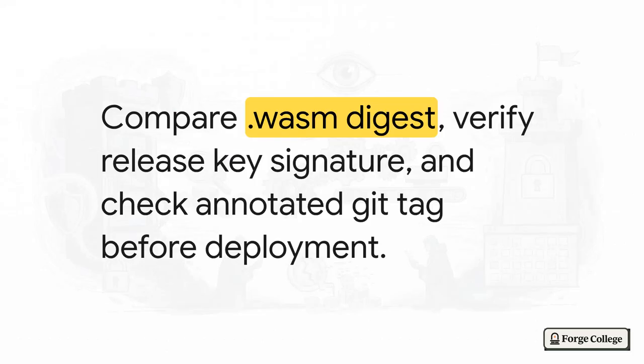So let's look at a highly practical example, a smart contract release. Imagine your team is ready to push a compiled WebAssembly or .wasm file out to a testnet. Before anything happens, you compare that .wasm SHA-256 digest. You verify the release key signature, you check the annotated git tag. If that compiled .wasm digest is off by even a single character, or the public key check fails, what do you do? You immediately halt the staging deployment. You literally stop the line right there. There is absolutely zero tolerance for mismatches here.